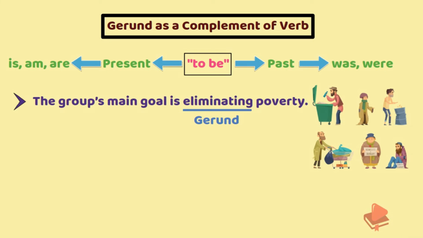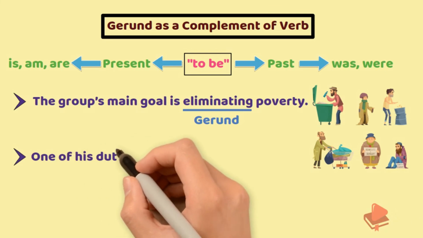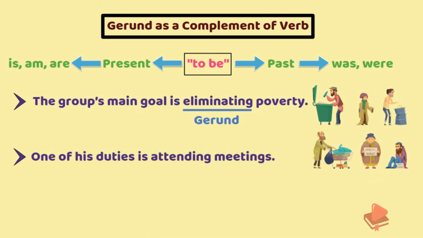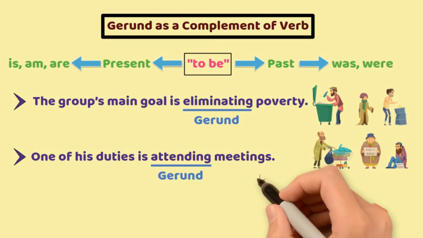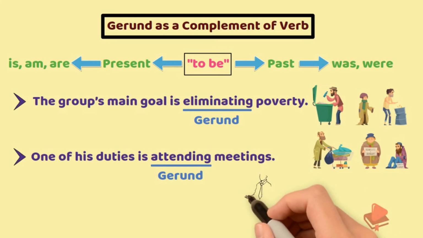Let's understand with one more example. One of his duties is attending meetings. Attending is the gerund as it is used as a complement to the verb to be.